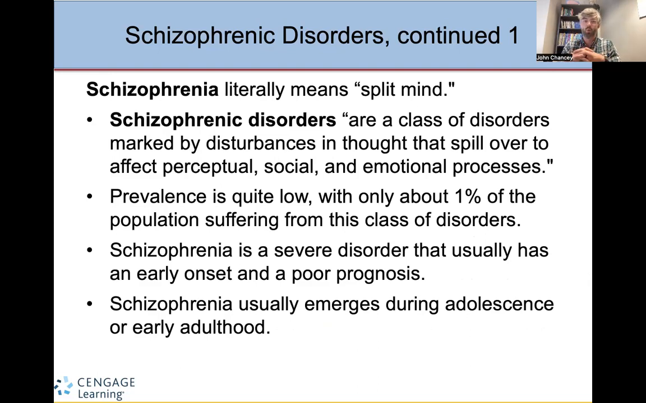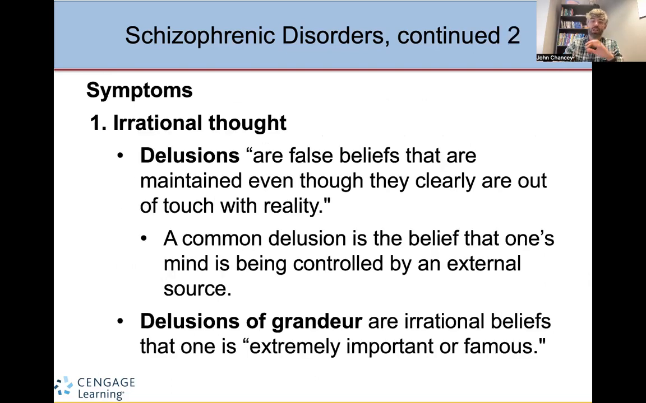It's very low prevalence. Only about 1% of the population suffers from schizophrenia. It's a very serious disorder in terms of the prognosis, and very difficult to live with. It's probably the most debilitating disorder that we've talked about. And usually we start to see the emergence in adolescence and early adulthood as the brain continues to mature.